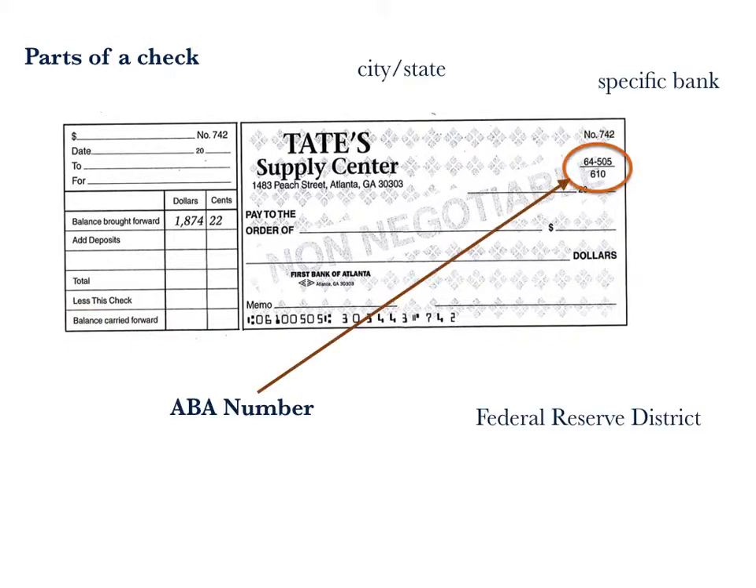So first, we want to look at the ABA number. Up there in the corner, it's two numbers separated by a hyphen, and a number underneath the line. So it's written kind of as a fraction. The number to the left of the hyphen on the top refers to the city and state. The number to the right of the hyphen, in this case 505, refers to the specific bank. The number on the bottom refers to the Federal Reserve District.